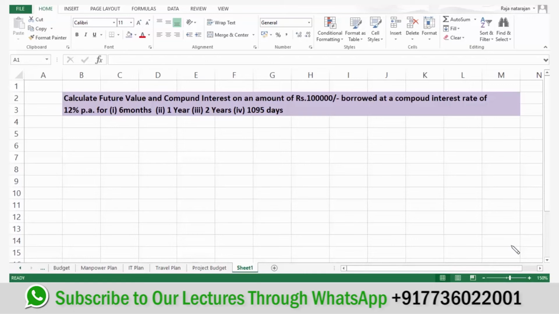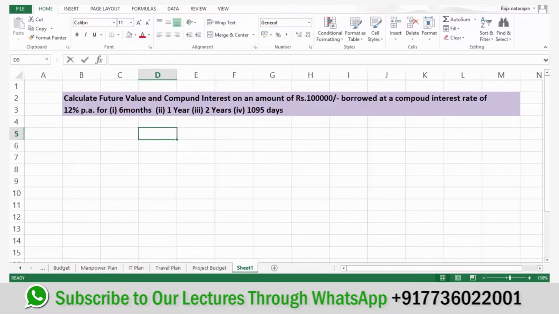Let's take a small case study on compound interest. We have to calculate future value and compound interest on an amount of rupees 1 lakh borrowed at a compound interest rate of 12% per annum for 6 months, 1 year, 2 years and 1095 days. So to facilitate this calculation, we'll have a statement.